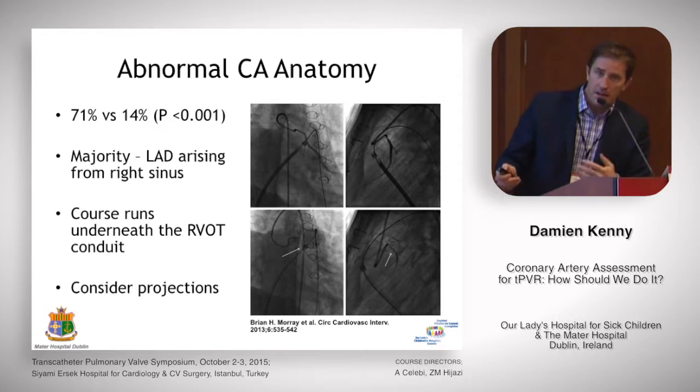So again, this is the concept of the abnormal coronary arteries that we've discussed. 71% of those with coronary artery compression had abnormal coronaries versus 14% of the normal population, highly significant. The majority had the LAD arising from the right or anterior sinus. And the concept is that because it has to run beneath the RVOT conduit, there's a highish risk of compression there.